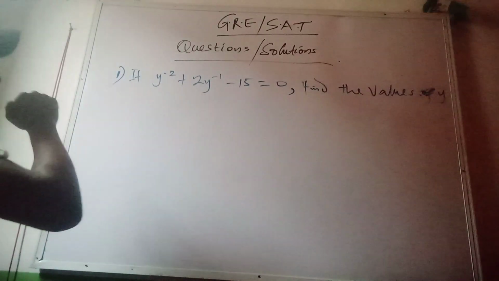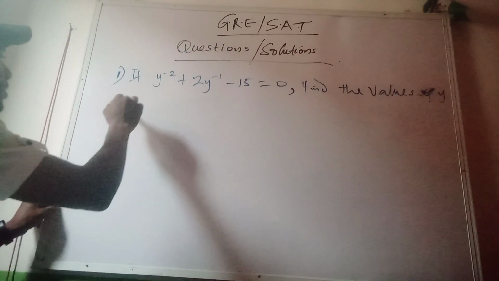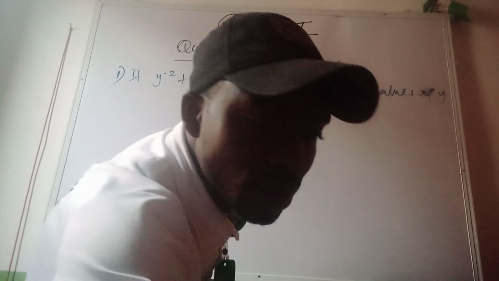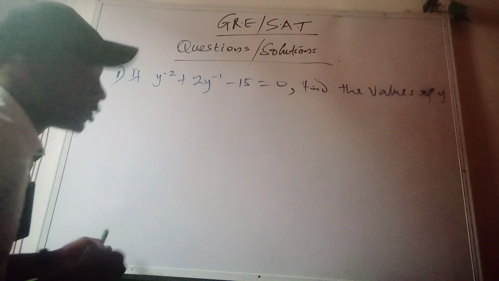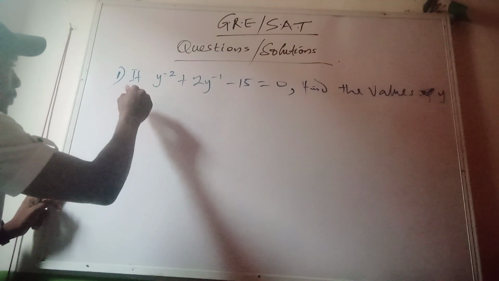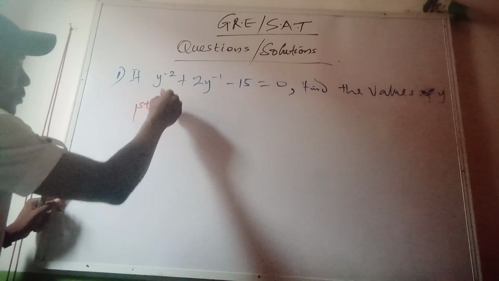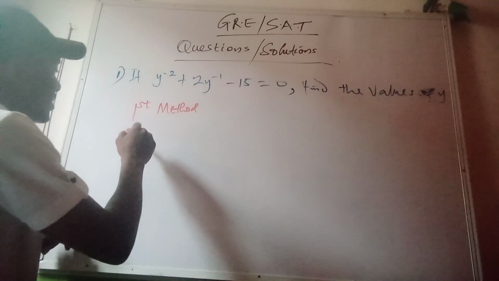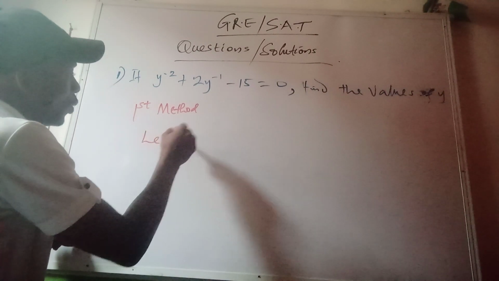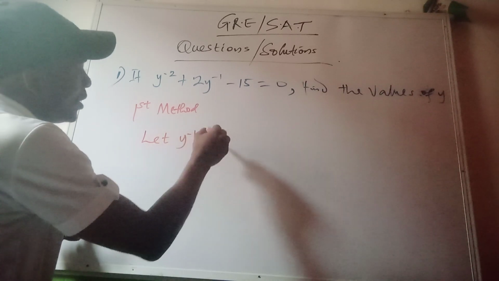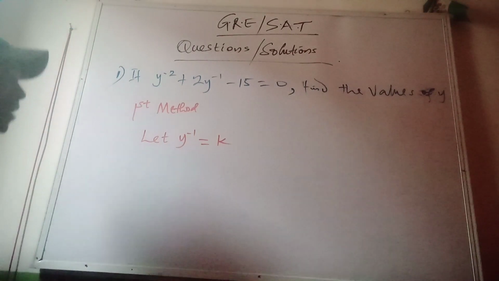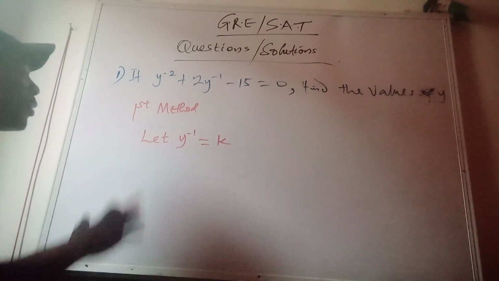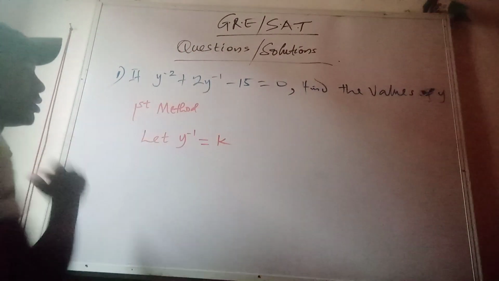Now let's go. If you have something like this, the first thing is the first method. On the first method, you can decide to say let y raised to power minus 1 be equal to k. I like A, M, N, and many of those alphabets, X and Y. Let this be equal to k. And when you say let this be equal to k, then you take it back to the equation.